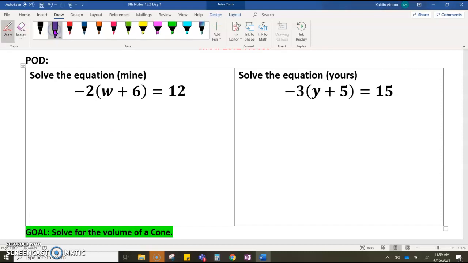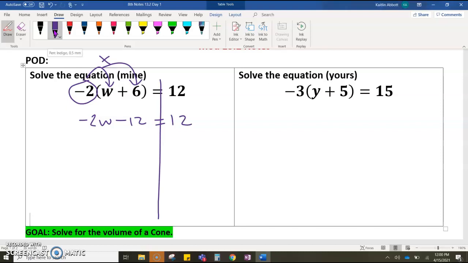You're going to split your problem down the middle, and then we're practicing distributing again. So you're going to distribute that -2 to both terms on the inside, and that means you are multiplying. So we're going to multiply -2 times w, and you get -2w. -2 times 6 gets you 12, but a positive times a negative gets you a -12 equals 12.